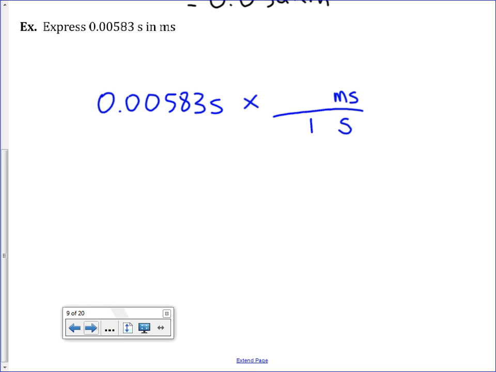So we know that for every 1 second, we are going to have 1,000 milliseconds. So that when we multiply the 1,000 by our 0.00583 seconds, we get a total of 5.83 milliseconds.